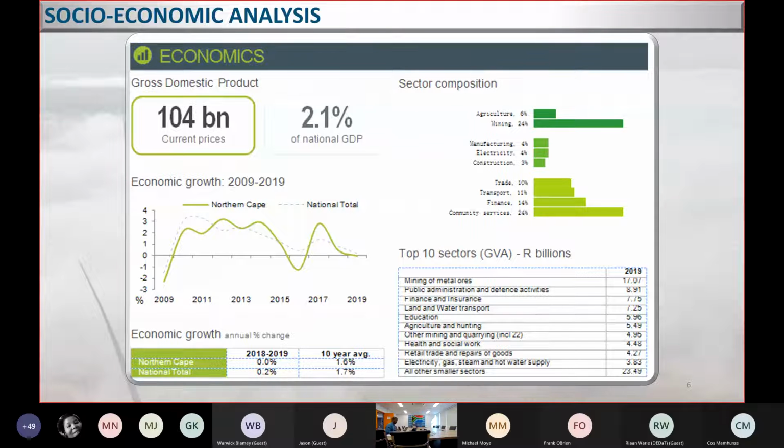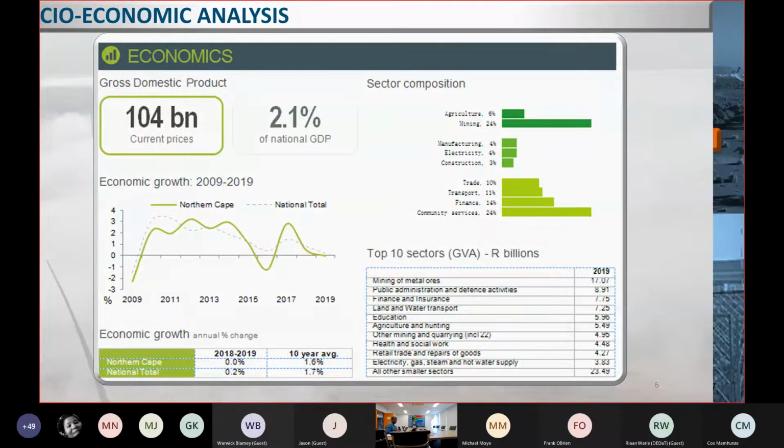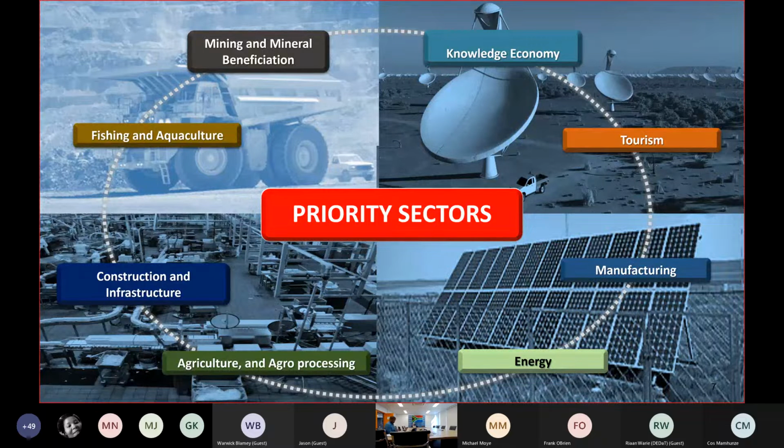So you must read our economic growth rate in relation to our top 10 sectors for GDP: mining and metal ores, public administration, finance and insurance. But you'll see that those economic drivers are dependent on our global markets, because the role of mining and agricultural exports is pertinent. The sectors that you saw are well reflected. Our approach is to bank on our strong sectors and invest in our upcoming sectors. So mining and mineral beneficiation is a definite banking sector for us, but it's also an investing sector.